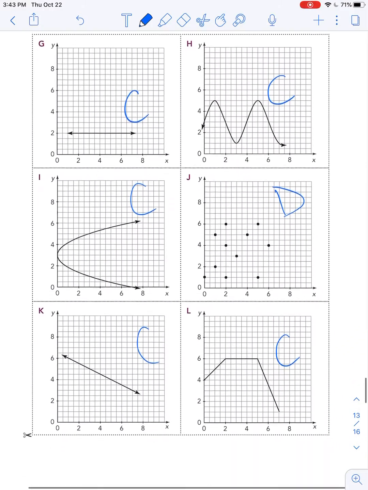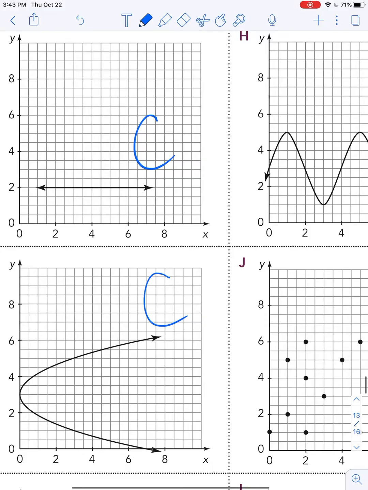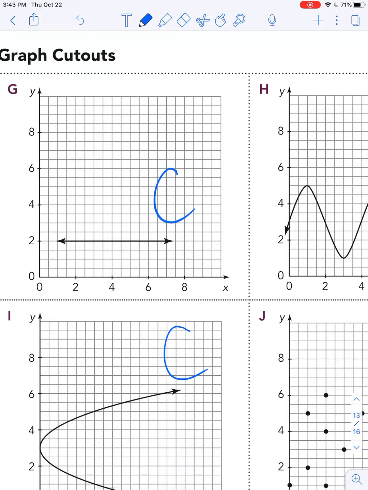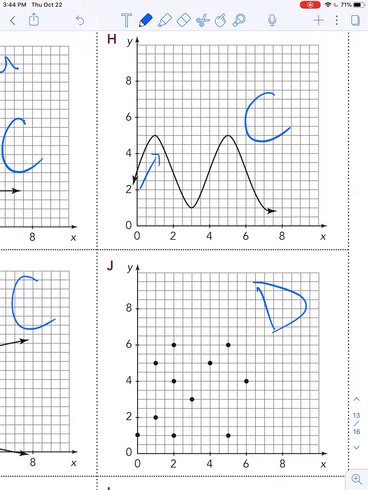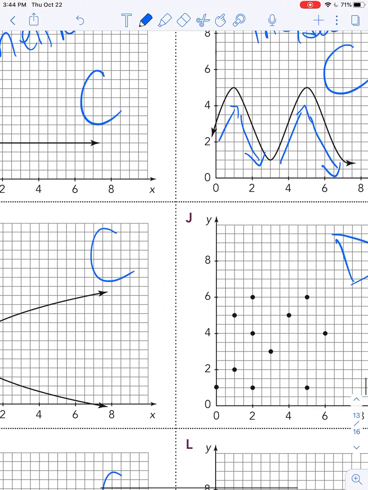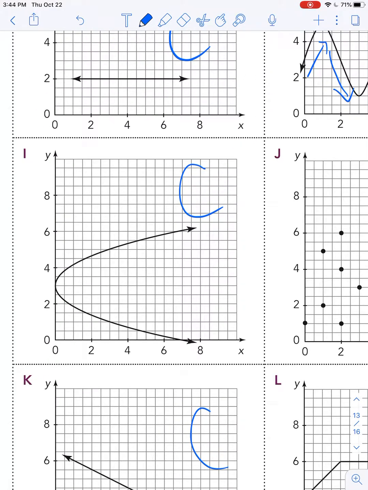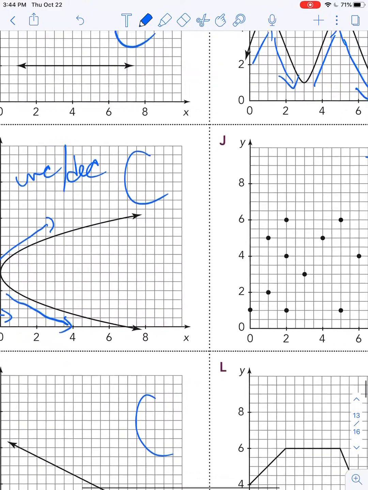Okay, let's look at these next ones. Again, this one, letter G, it's not going up at all. It's staying constant. So this is neither. Okay, this one goes up, then it goes down, then it goes up, then it goes down. So this is increasing, decreasing. Now this one, as I'm going from left to right, it goes decreasing here, but increasing here at the same time. So again, this is increasing, decreasing.